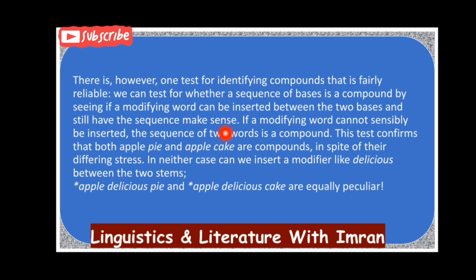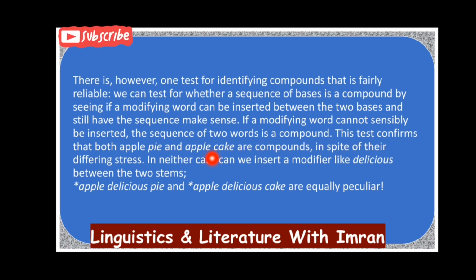And if it still is sensible, or it gives sense, then you can say that it is not compound, because in compound we cannot place or insert a modifying word. So if a modifying word cannot sensibly be inserted between a sequence of words, right? If you can't insert, then it will be a compound. And if you can insert a modifying word between a sequence of words, then it will not be a compound. So the sequence of two words, it is compound.